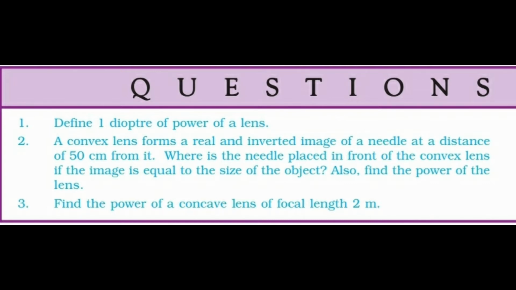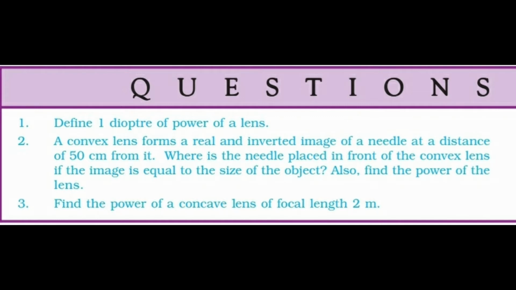Question 2. A convex lens forms a real and inverted image of a needle at a distance of 50 cm from it. Real and inverted image means image distance is given, v equals 50 cm. Where is the needle placed in front of the convex lens? You have to find out u.